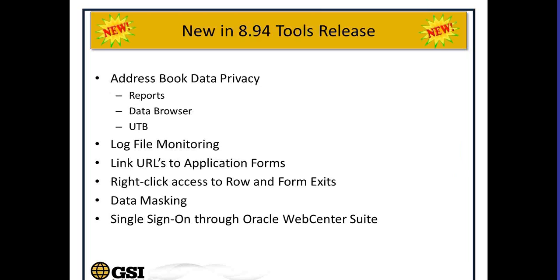Some last minute stuff on 8.98.4. Actually, I should say 8.98.4, not 8.94. The data privacy for address book, that's in there. There's log file monitoring, which basically allows you to monitor for certain things that show up in the logs and send emails about it. You can put links to URLs right in application forms, and some of the really cool stuff on the mobile application.